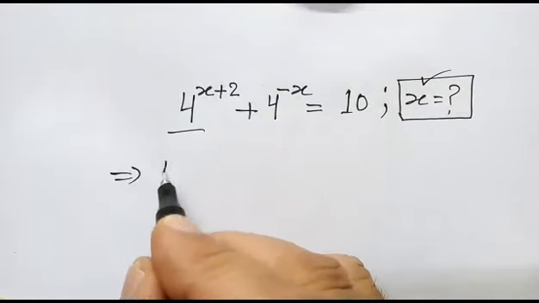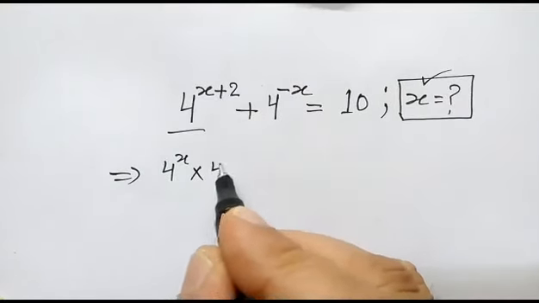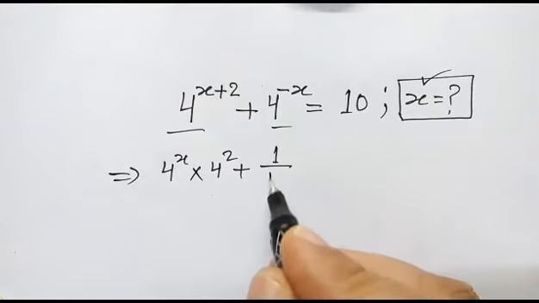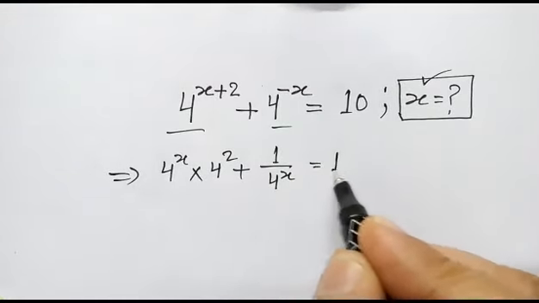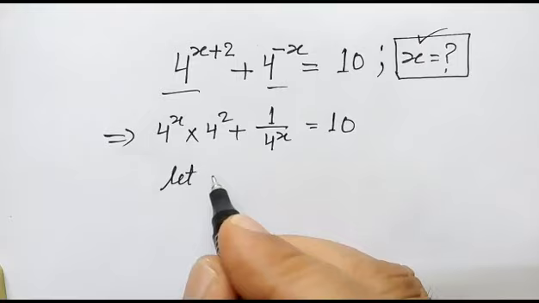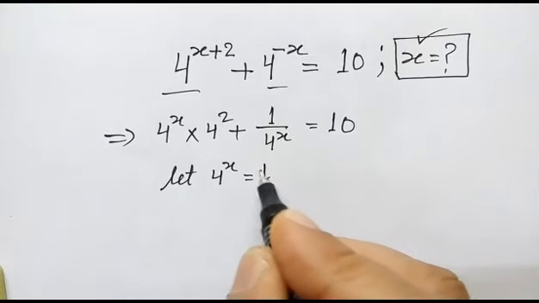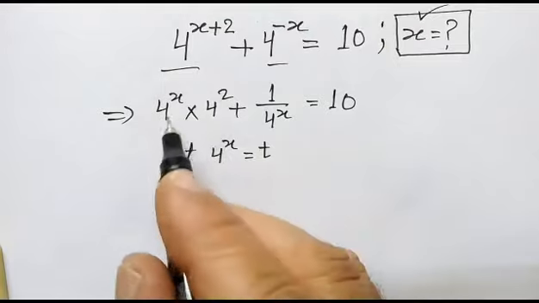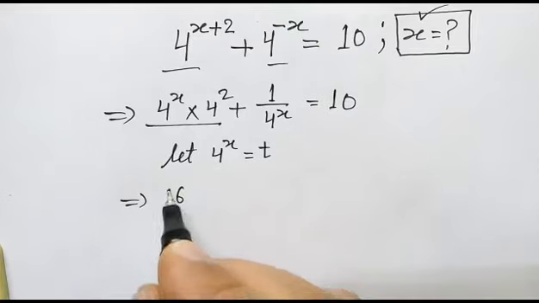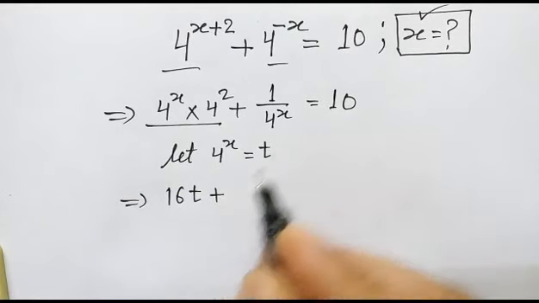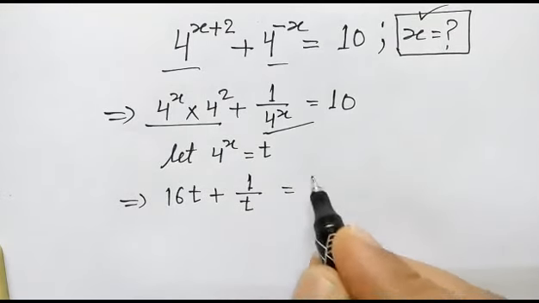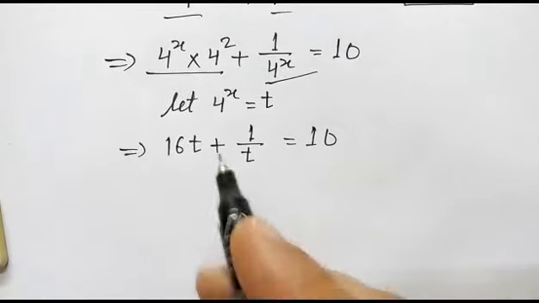This can be broken as 4^x times 4 squared, plus this can be written as 1 over 4^x, is equal to 10. Okay, let 4^x be equal to t, right? So this equation will change as 16t plus 1 over t is equal to 10. Fine.